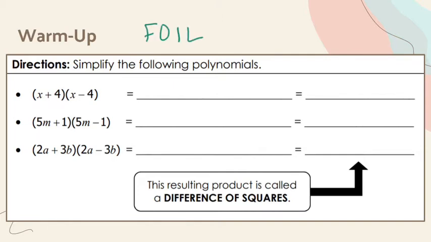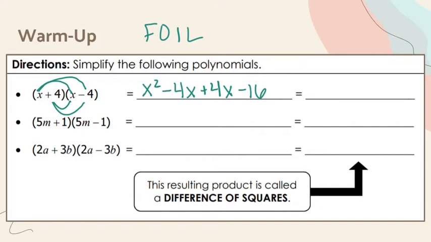F-O-I-L. F stands for first terms, so the first term times the first term. X times x gives us x squared. O stands for outside terms, so we'll multiply the outside terms together. That's going to give us negative 4x. I stands for inside terms, gives us positive 4x, and L stands for last terms, which gives us negative 16.